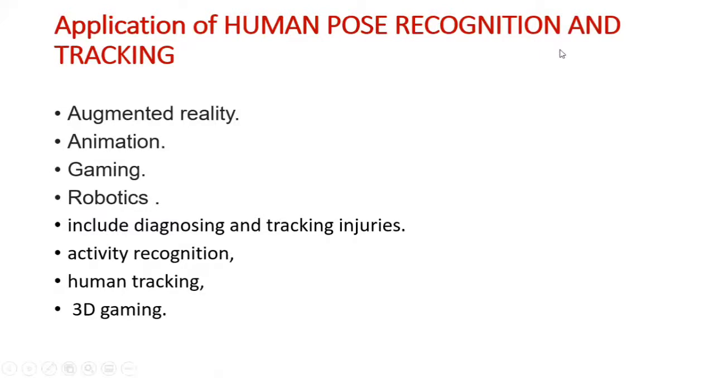Coming to the applications of human pose recognition and tracking, there is a very wide range of applications, as it is an application of machine learning. We can see augmented reality using this type of tracking, and it is used in animation, gaming, robotics, 3D gaming and activity recognition. And in some cricket matches, we can replay and see the pose of the cricketer, so that we can give clarification about the score and the remaining gameplay of the cricketer.